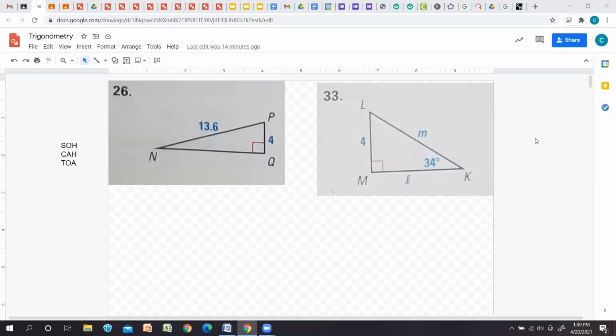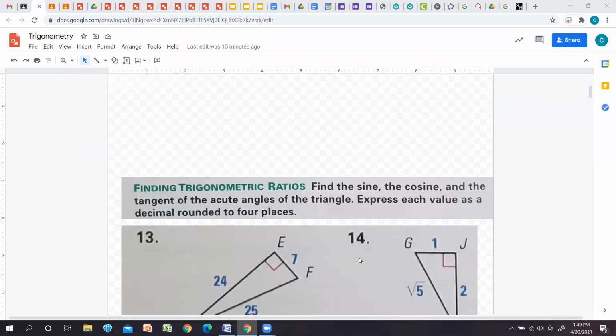Good morning. For this assignment, you will be applying trigonometry and trigonometric ratios to solve problems. So I'm going to solve these first two, but first I'm going to go over the assignment.